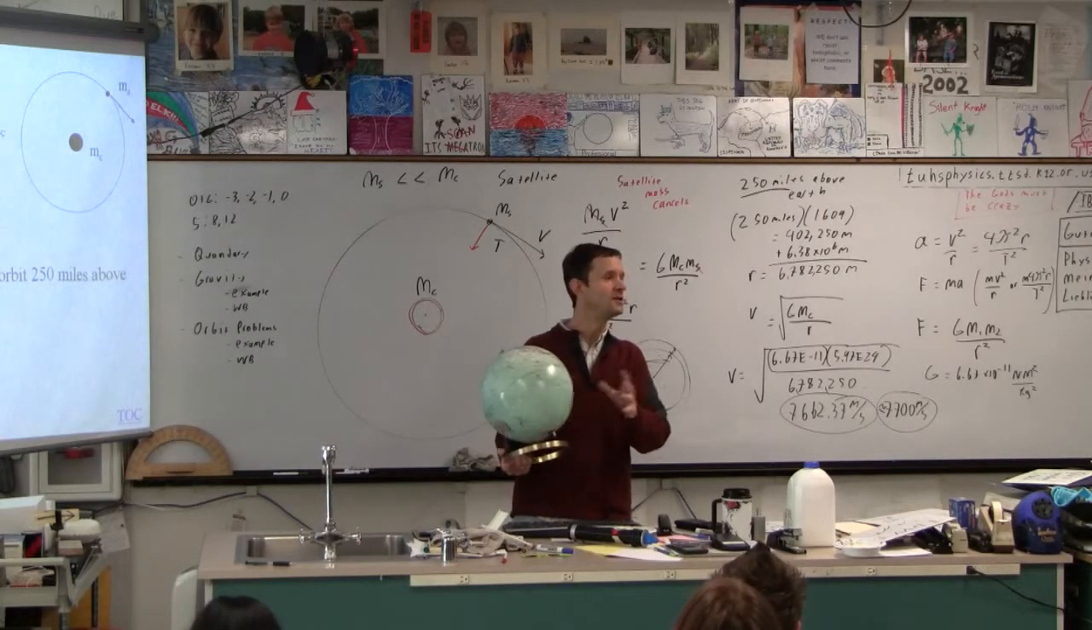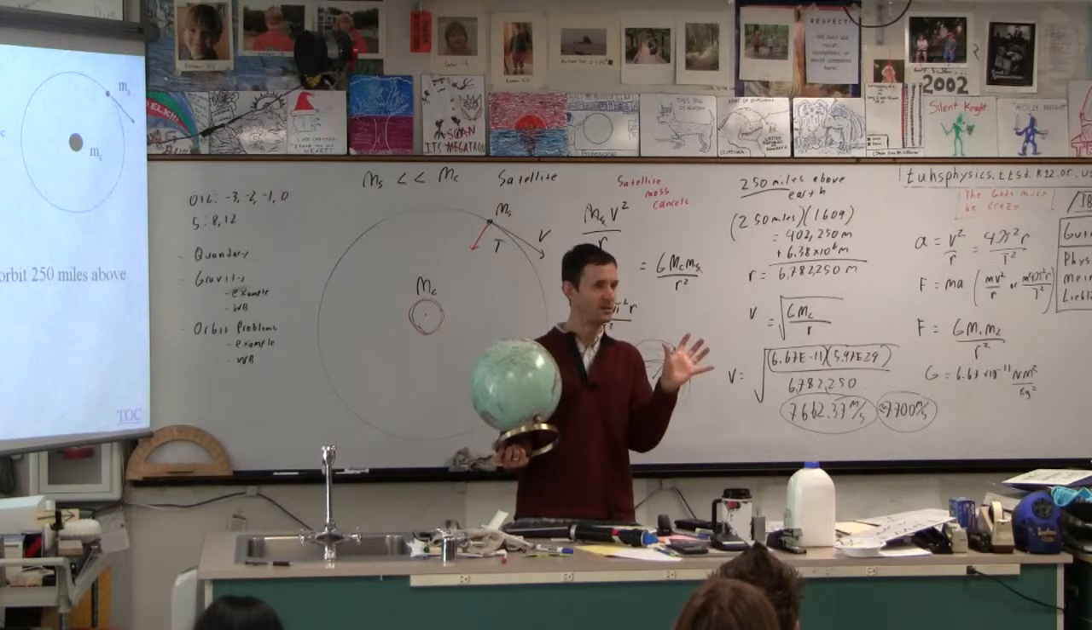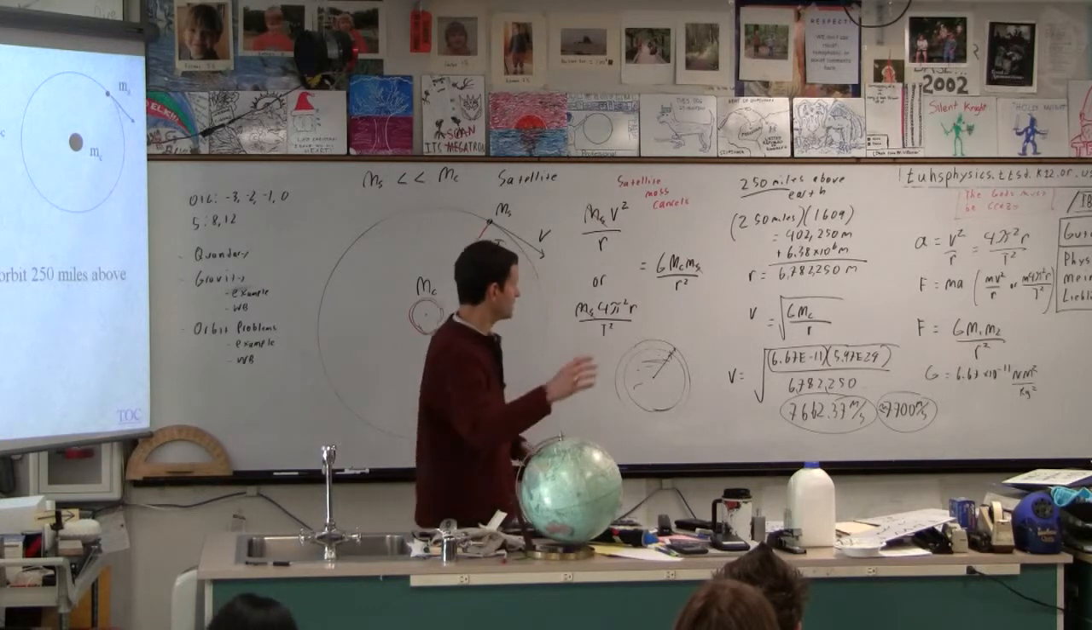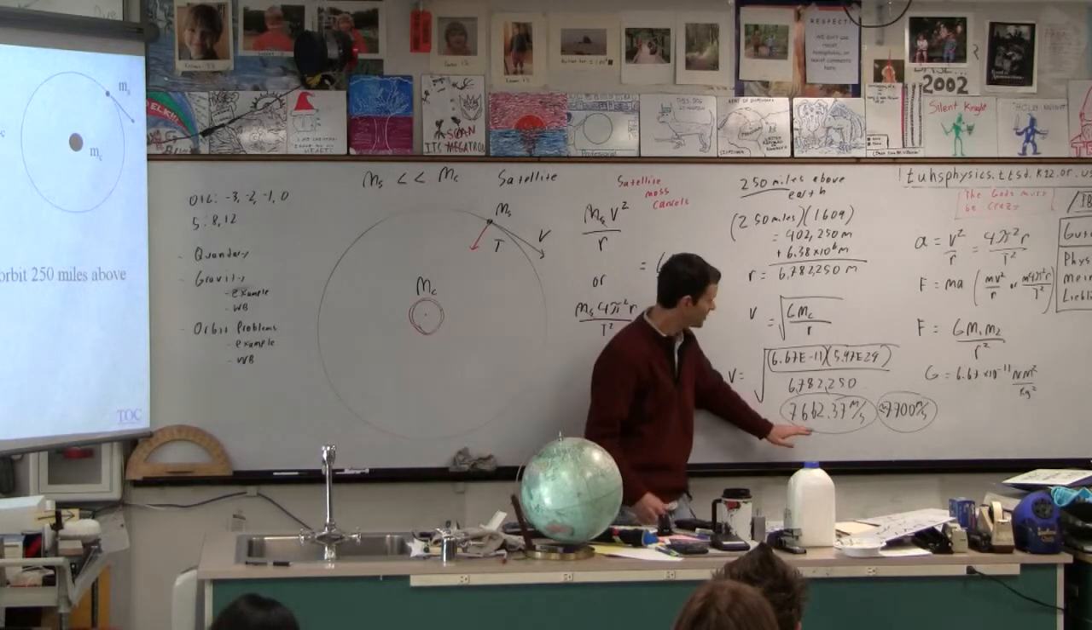It's not real close because you actually need a dish, a parabolic reflecting dish to catch the signal from those things, right? So that's the next thing. Let's calculate the radius of a geostationary orbit.